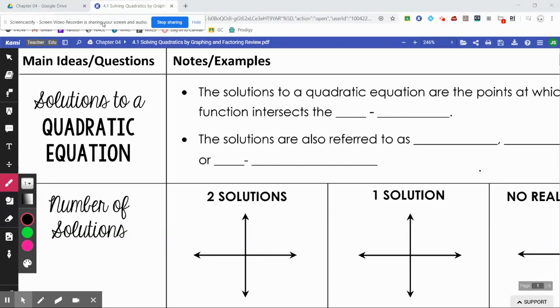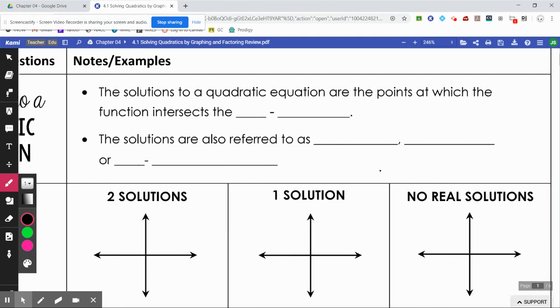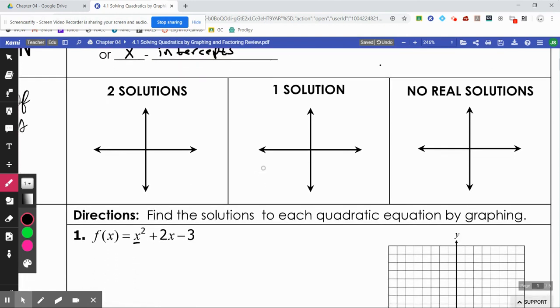In this video, we're going to be finding solutions to quadratic equations. And let's explain what we mean by that. The solutions to a quadratic equation are the points at which the function intersects the x-axis. We also call these solutions roots. We'll call them zeros, or we'll call them x-intercepts. And again, we all know what an x-intercept is. These are just other names for x-intercepts.